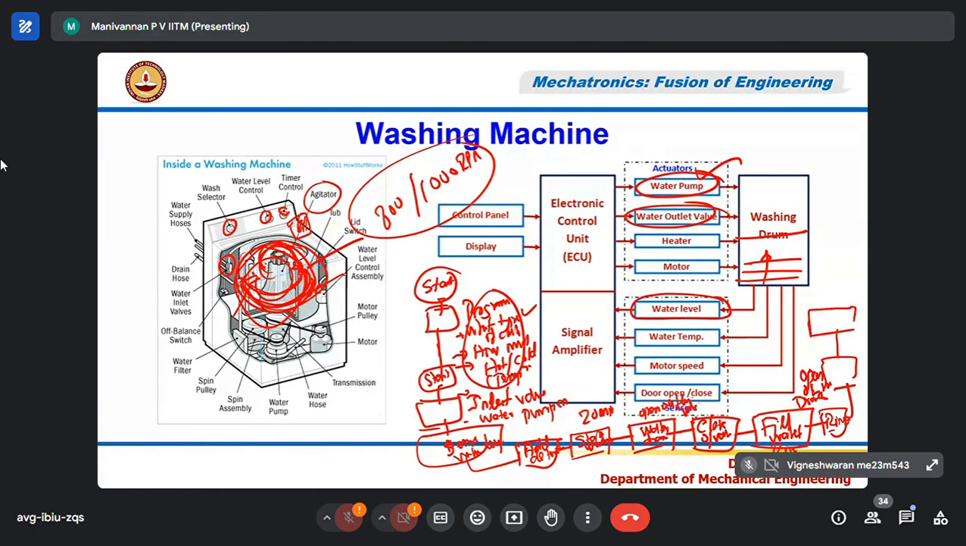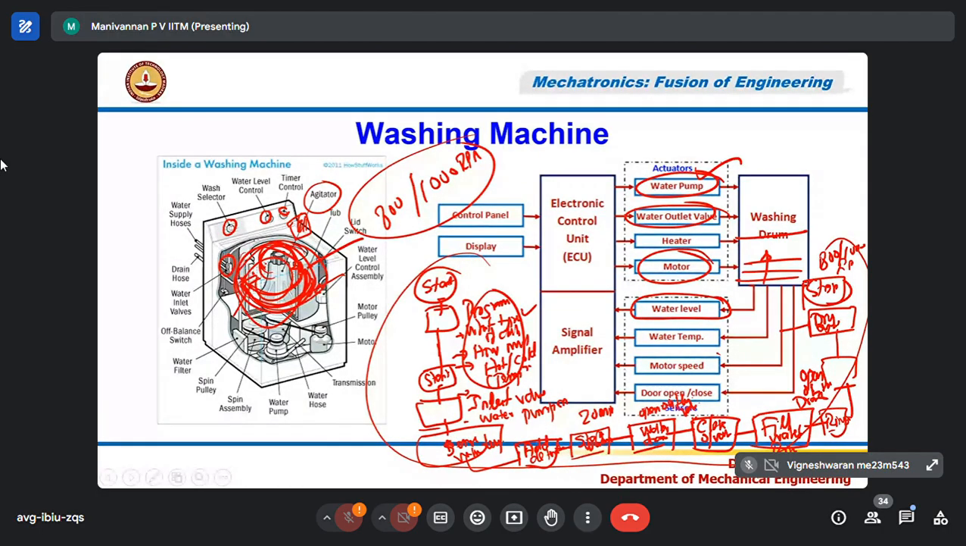Then go for the dry cycle. Correct? So the spindle motor, the main motor, will be made to rotate at constant RPM, for example 800 RPM, for something like 10 minutes. So all the water is removed. Once that is done, the machine stops. Correct? So this is the flow chart.